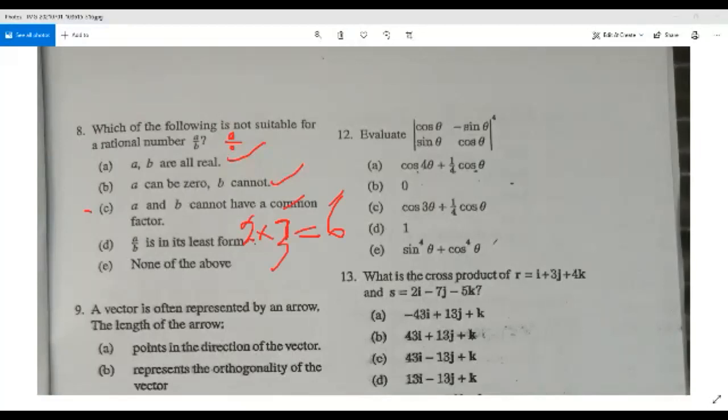Yeah. Okay, let's check another one. Let's say 4 times 3. That would be what? 12, right?